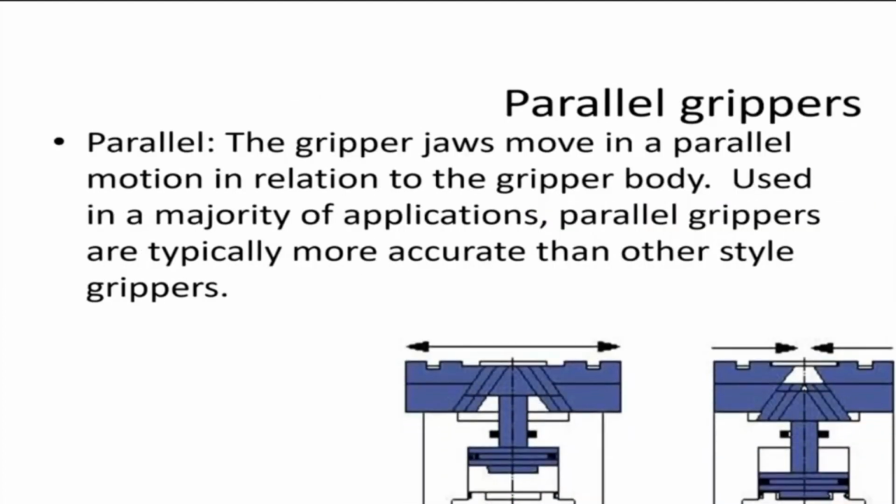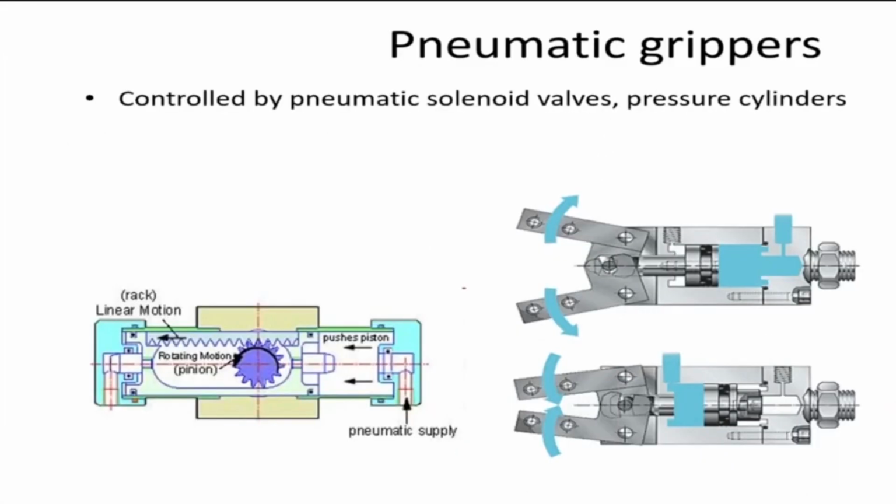Parallel jaw grippers are again industrial grippers where the opening and the closing of the 2 fingers is done by a rack and pinion mechanism, as you can see here. So when this rotates, what will happen? The fingers will come together or the fingers will move away. And that is basically how industrial grippers work.